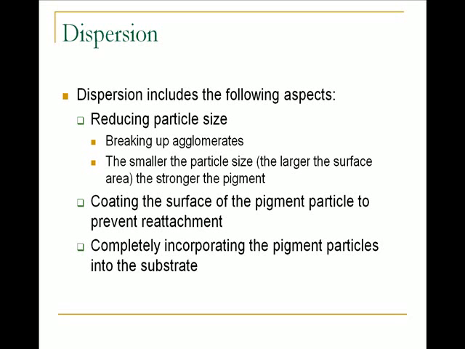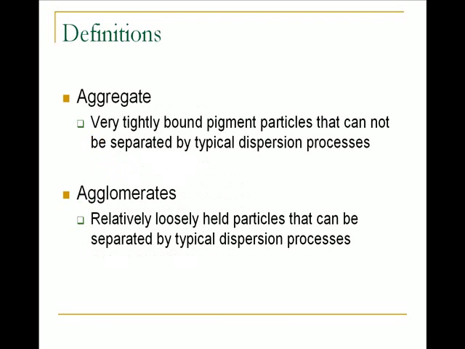A couple definitions when we are talking about pigment particles. First is an aggregate. An aggregate is a very tightly bound pigment particle that cannot be separated by typical dispersion processes. So when we talk about pigment particles, the very smallest particle you can have we call the primary particle. And then what happens is, as we process them, as the pigment supplier makes them, they tend to want to stick together and clump up.